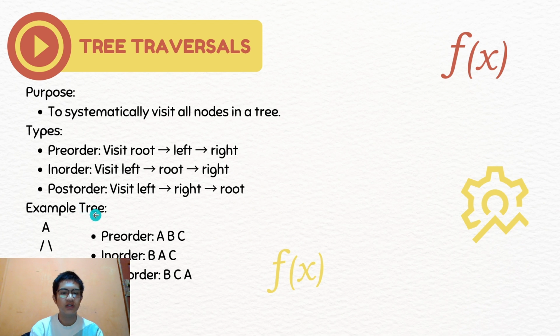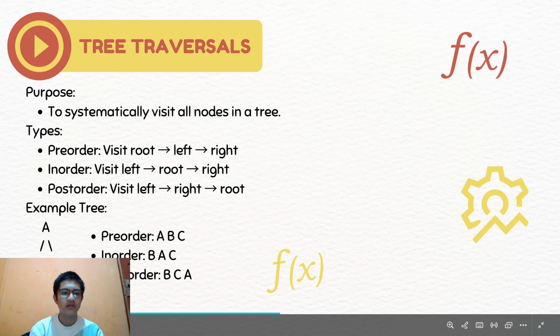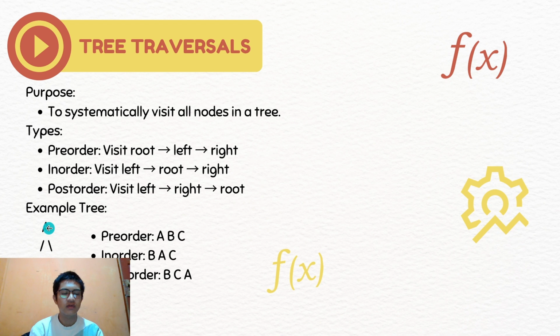For a simple tree, if we have a tree like this, then the traversals are: pre-order, visit the root, then left, then right. In-order, visit the left subtree, then the root, then the right. Post-order, visit the left, the right, and then the root.